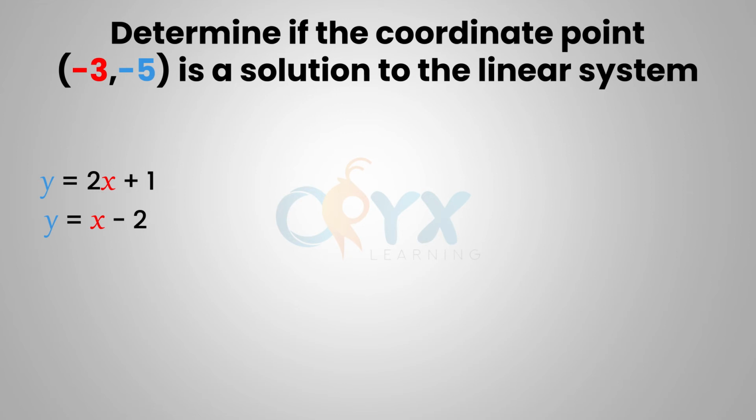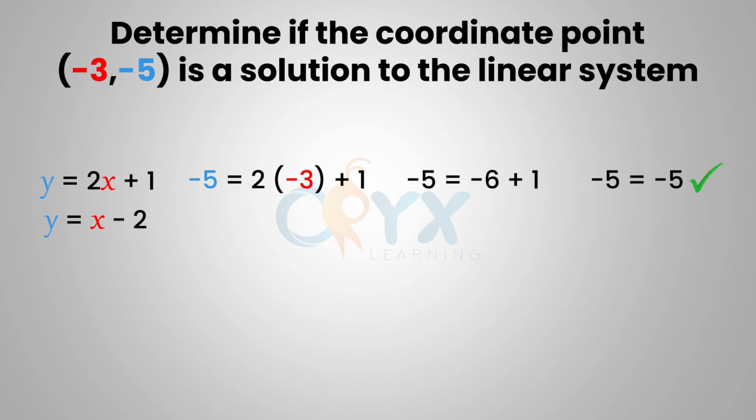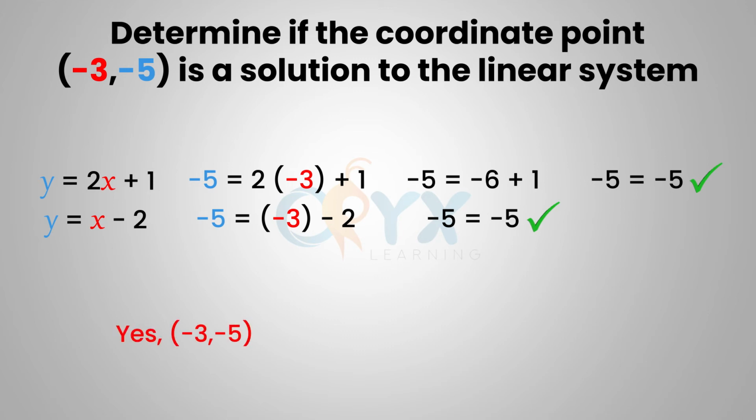In the first equation, we'll have -5 = 2 times -3 + 1. Simplifying, we have -5 = -6 + 1, or -5 = -5. So it does satisfy the first equation. Looking at the second equation, substituting in our values, we get -5 = -3 - 2. -3 - 2 is -5, so -5 = -5. This point also satisfies the second equation. Therefore, it is a solution to the given system.